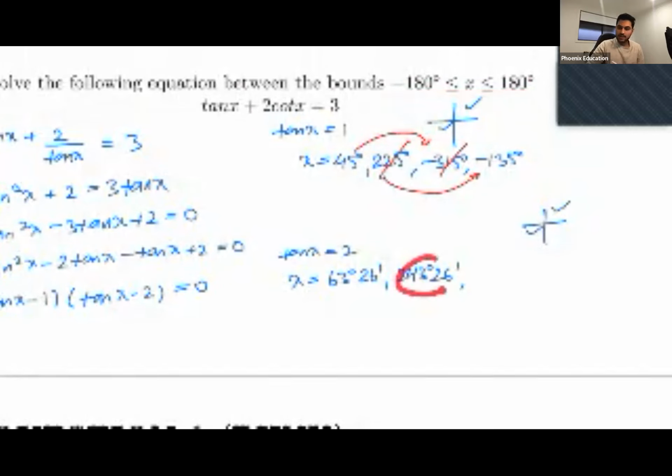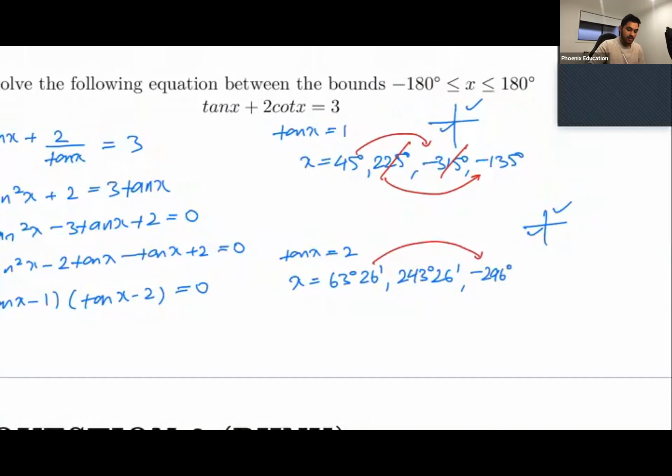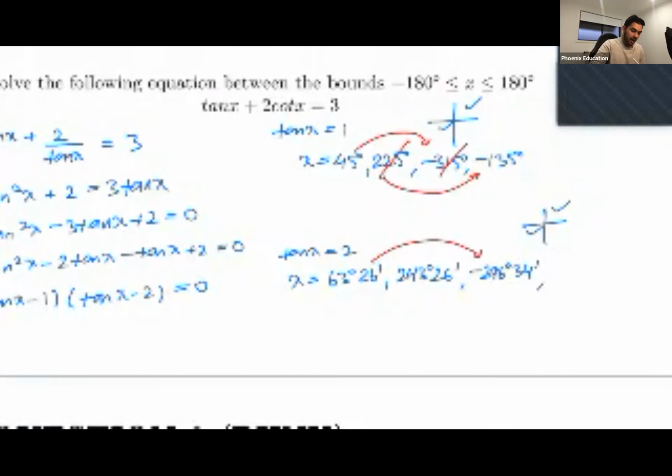This one obviously is outside the domain, but let's look back again and look at the negative versions of these solutions. I'll subtract 360 from the first solution. That will give me negative 296 degrees and 34 minutes if I plug that in. I'll then subtract 360 degrees from 243. So this will give me negative 116 degrees and 34 minutes, okay? So from here, these two solutions are outside my domain, but these two are within my domain.